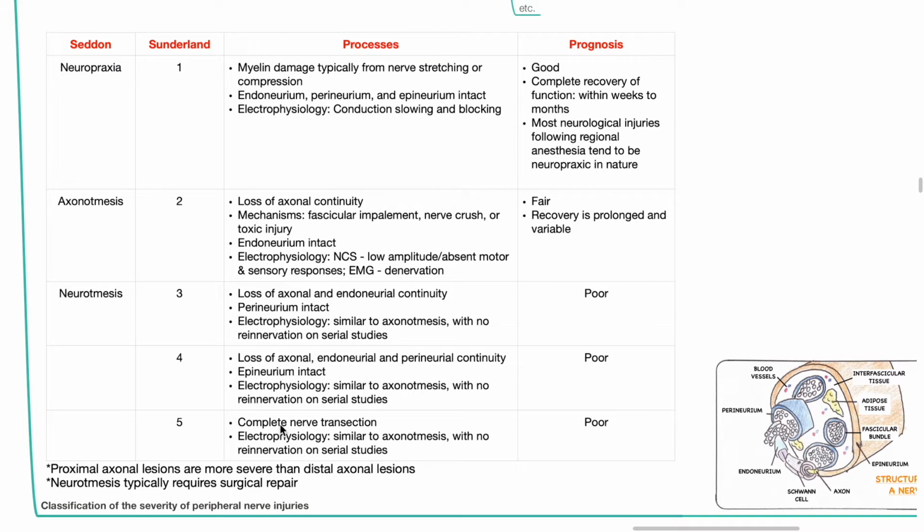The next Seddon classification is axonotmesis, which corresponds to Sunderland 2. There is loss of axonal continuity. Mechanisms include vesicular impalement, nerve crush or toxic injury. The endoneurium is intact. NCS shows low amplitude or absent motor and sensory responses, and EMG shows denervation. Prognosis is fair, recovery is prolonged and variable.